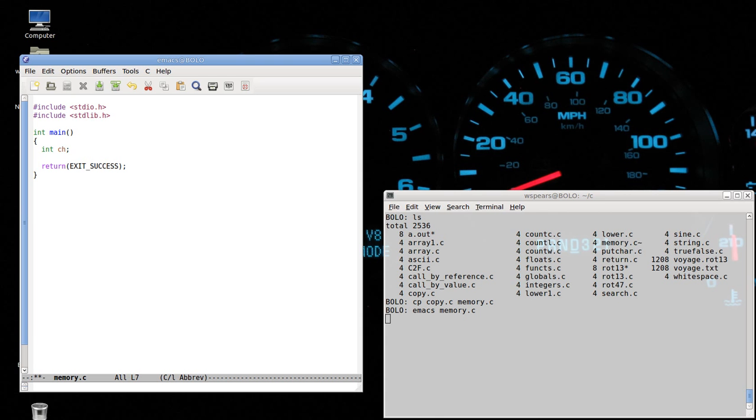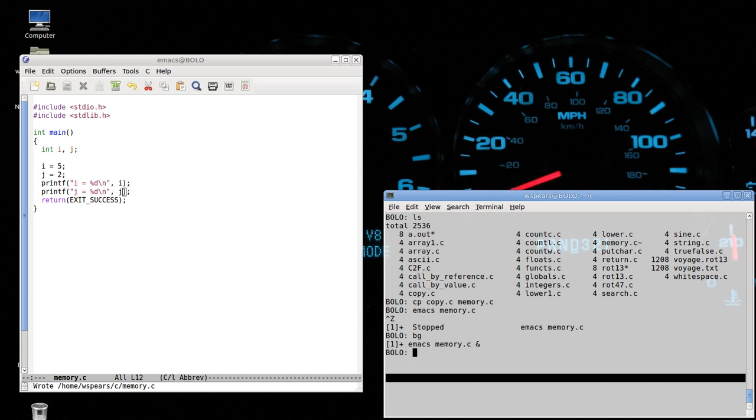I'm going to declare two integer variables, i and j. I'm going to let i equal 5 and j equal 2, and print those out. Let's compile that and run it and make sure that's working.